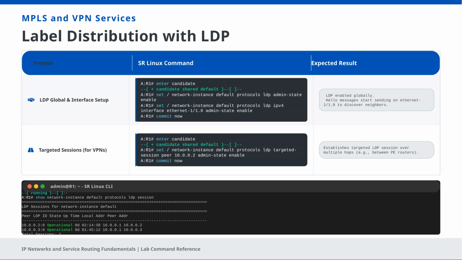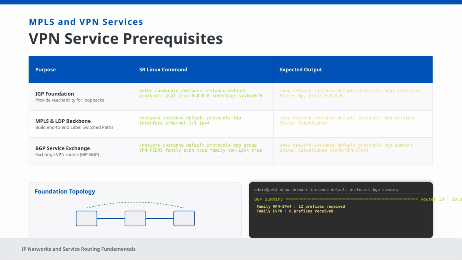That leads us to an important question. What prerequisites must exist before VPN services can be built successfully? Before deploying VPN services, the provider network needs a stable underlay. Core interfaces must be operational, IGP reachability must be correct, and MPLS transport must be functioning if the service model depends on labels. In addition, edge devices must be able to maintain the control plane relationships required for service exchange.